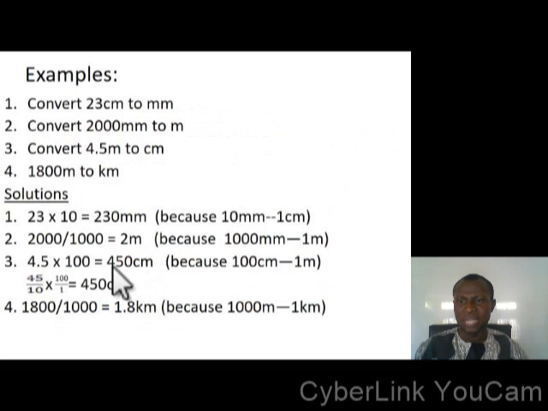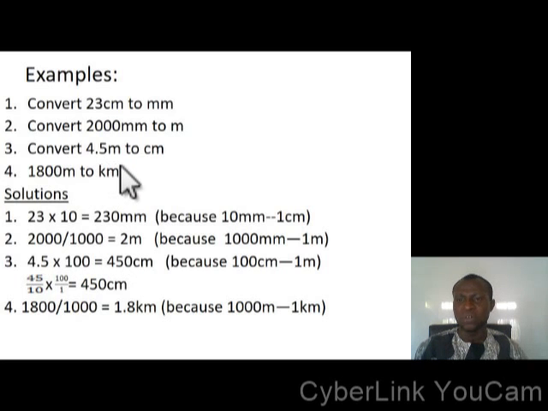That's why we have 2000, as in our question, divided by 1000. 0 cancels 0, this 0 we also cancel this 0, then this 0 we also cancel this 0. We are left with 2 divided by 1, which will give us 2 meters.